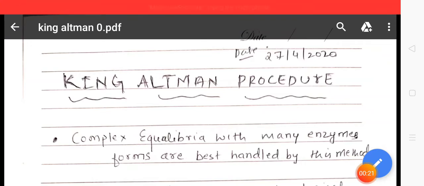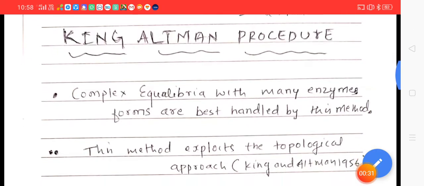How is it related to the Michaelis-Menten equation? Its relationship with the Michaelis-Menten equation is also something we can learn here. But before that, here is an introduction to the King Altman procedure.